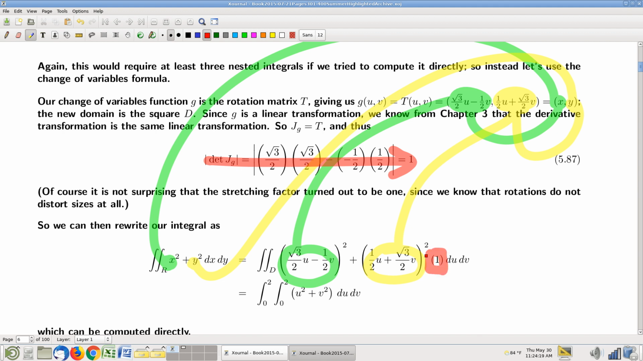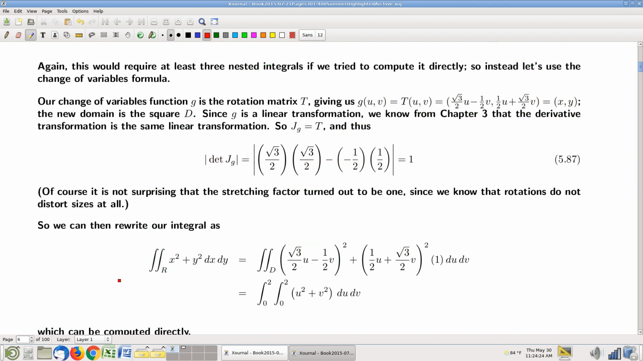Just 1. And notice that we have now successfully turned a dx dy integral into a du dv integral. In fact, a really easy du dv integral. And so it's all downhill from there. Everybody happy? Okay. All right.